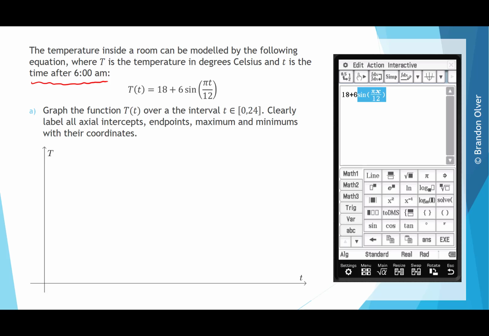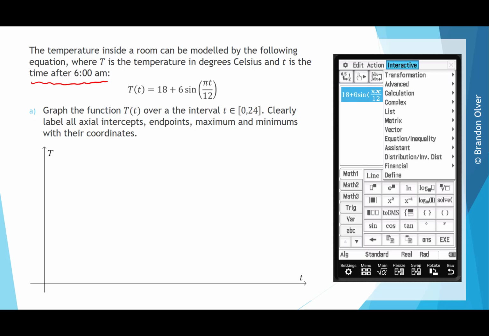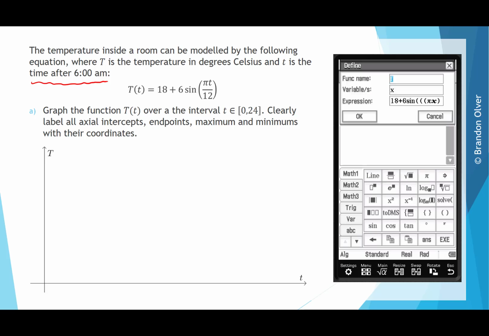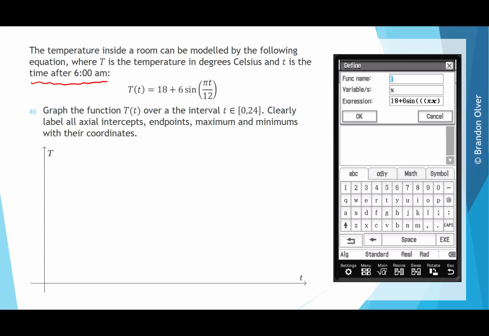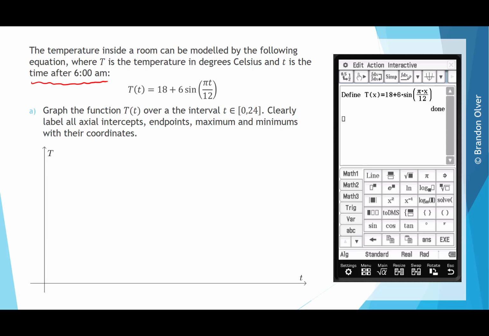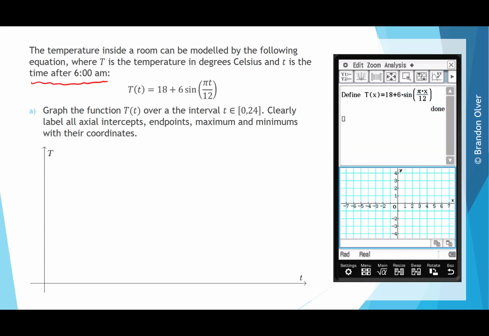Now what we can do is highlight that equation and go Interactive, Define. For the function name, if we use the ABC keyboard, we can turn it into capital T of x. Now our function's defined, so it'll just make working with it a little bit simpler. To graph, we click on the graph screen and drag T of x down.